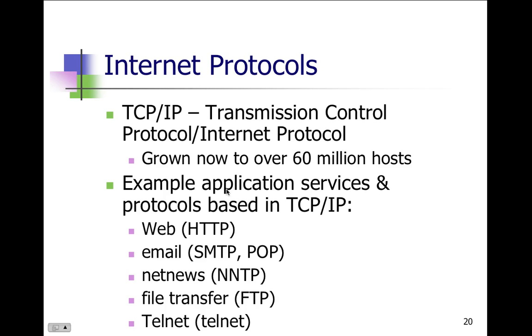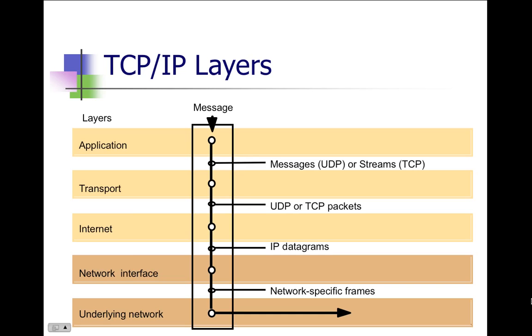Example application service protocols that are based on TCP/IP: HTTP, our hypertext transport protocol, and POP, and SMTP, and NNTP for net newsgroups, file transfers with FTP, and telnet are all based on TCP. Until these applications go away, we're still on TCP. In fact, we have TCP with RMI, actually. You can't run RMI without TCP protocols.